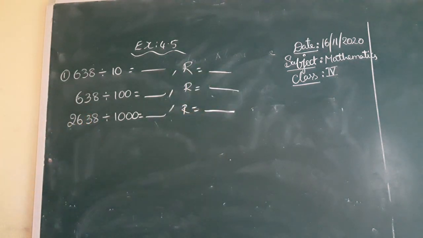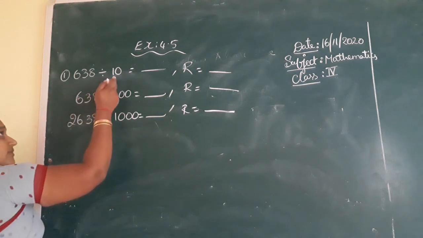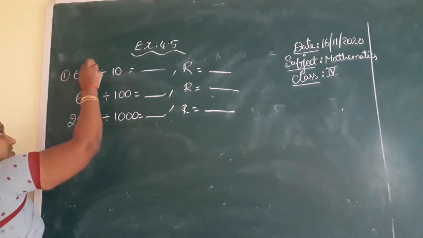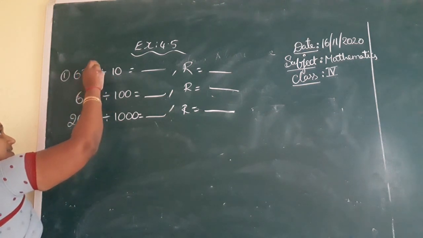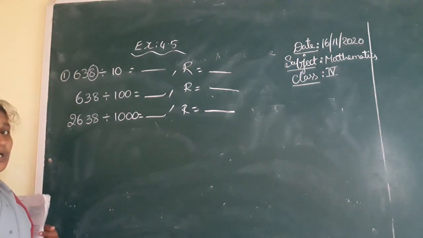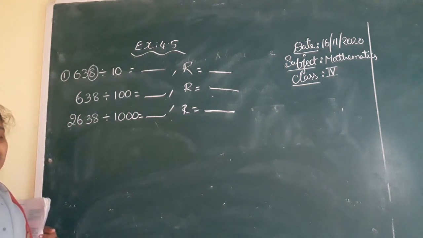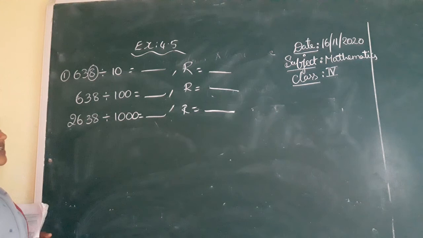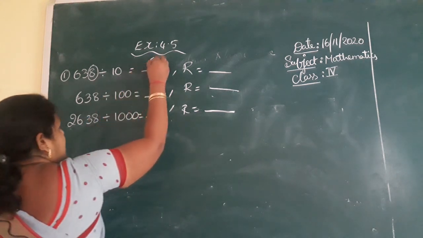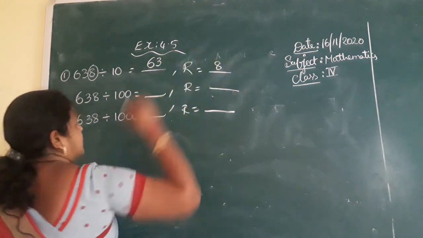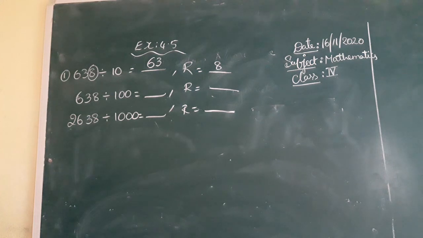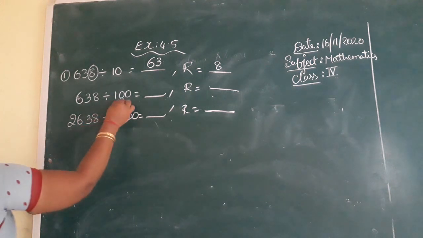If you divide a number with 10, circle the ones place digit. If you divide, you will also get the same answer, I will show you now. We are dividing with 10, so the answer is 63 and the remainder is 8. Next one, we are dividing with 100.